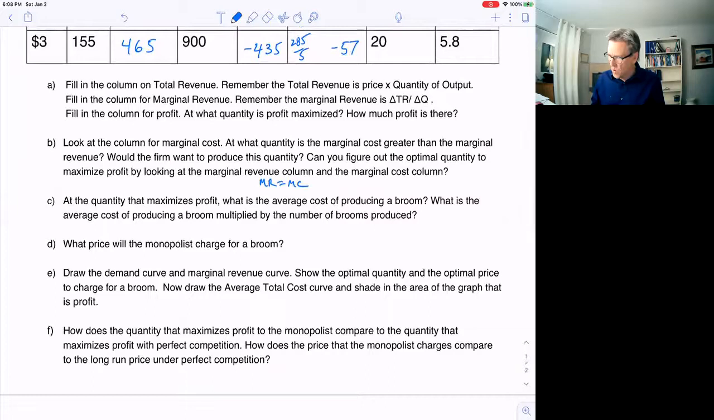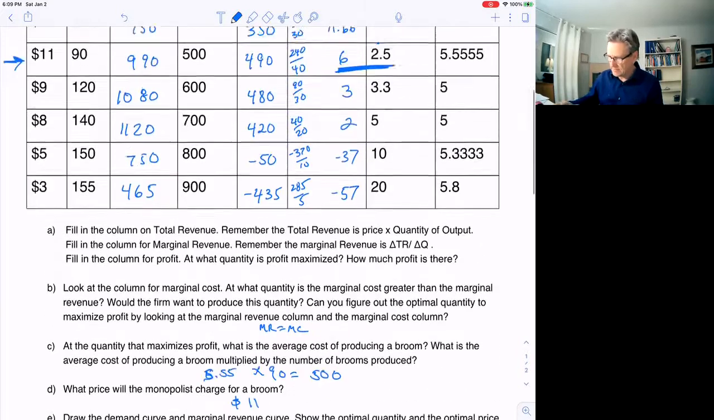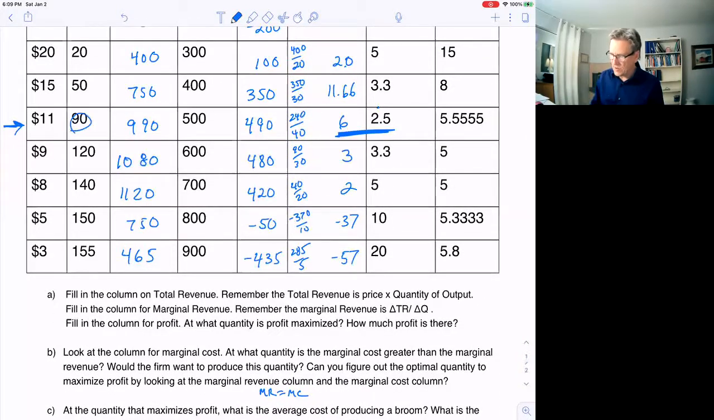Now, at the quantity that maximizes profit, what is the average cost of producing a broom? Well, it's $5.55. And we're going to make 90 brooms. So the total cost is $500. What price will a monopolist charge for a broom? $11 is the most they can get if a quantity of 90 is produced.